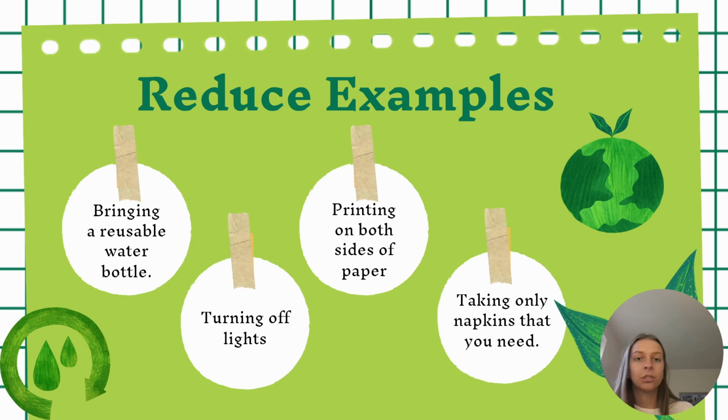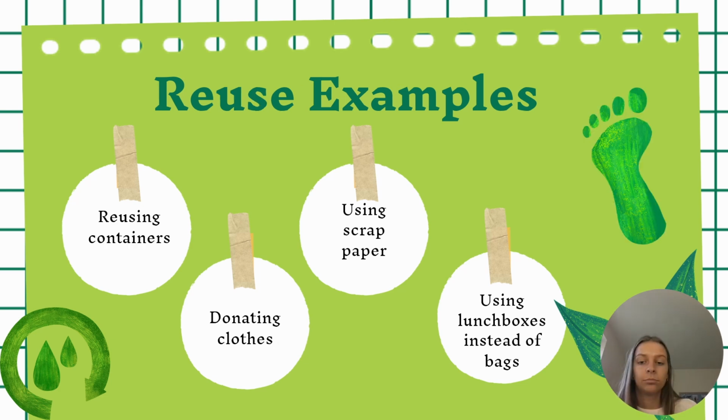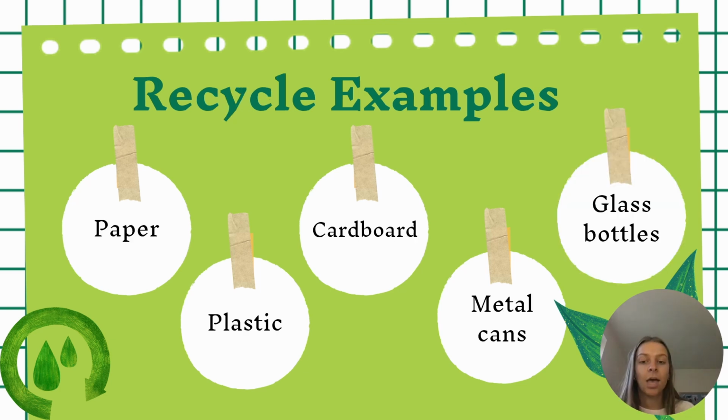So just like I talked about, reducing is using less. And that's why using a reusable water bottle, turning lights off, putting on both sides of paper, and taking only napkins that you will need are all examples of reducing. And remember, reusing is using something again, like reusing containers, donating clothes, using scrap paper, and using lunch boxes instead of paper bags. And finally, we have recycle.